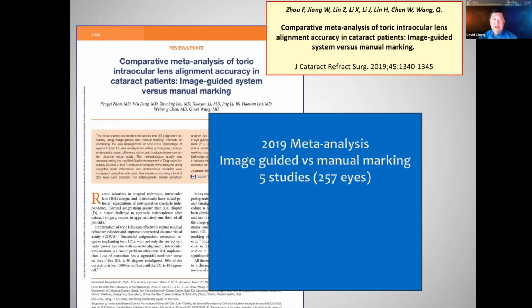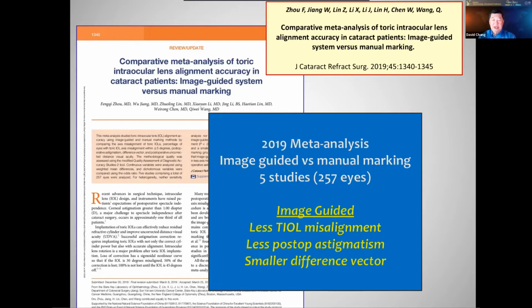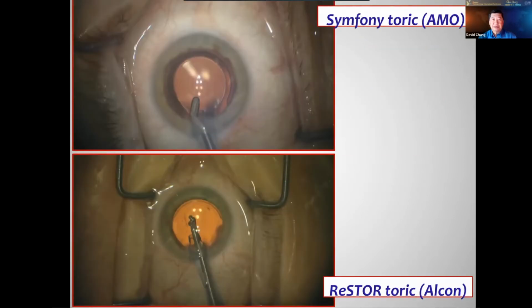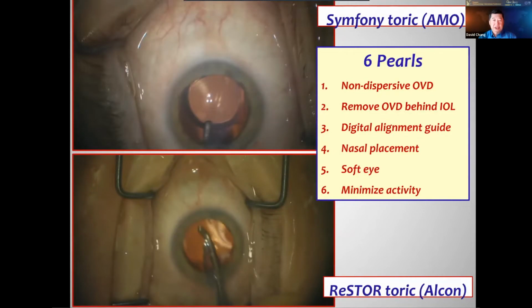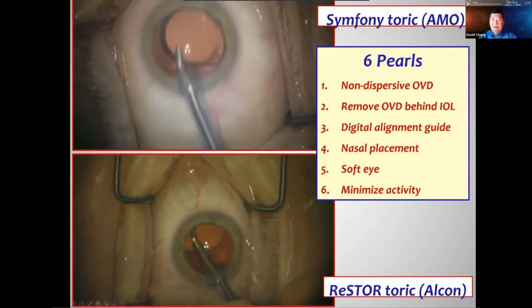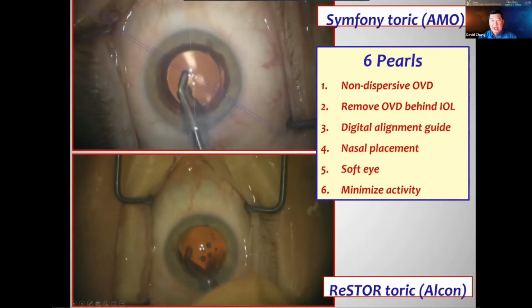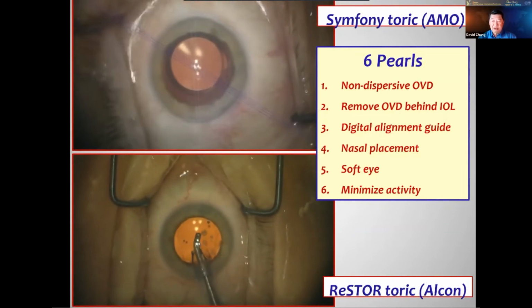And then this was further corroborated by this meta-analysis from China. It's a fairly small meta-analysis, 5 studies, but they showed that image guiding gave a better overall alignment and outcomes, which is confirming what we talked about. So what are my pearls for avoiding misalignment? Well, here I'm showing basically, let's see why this is not running. So I think use a non-dispersive viscoelastic, number one. And of course, I go behind the lens and remove it every time.